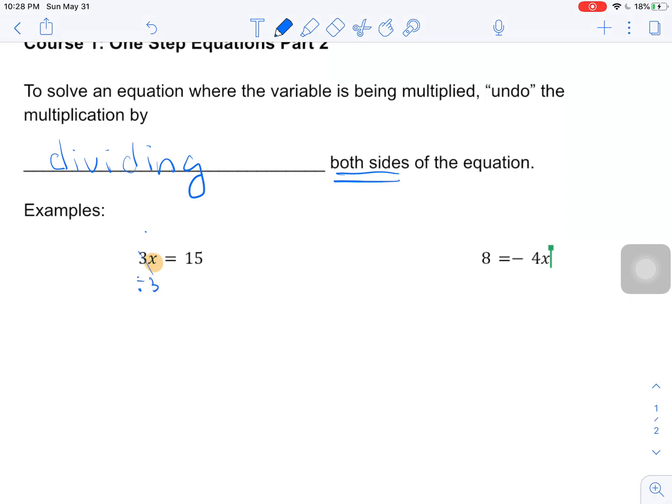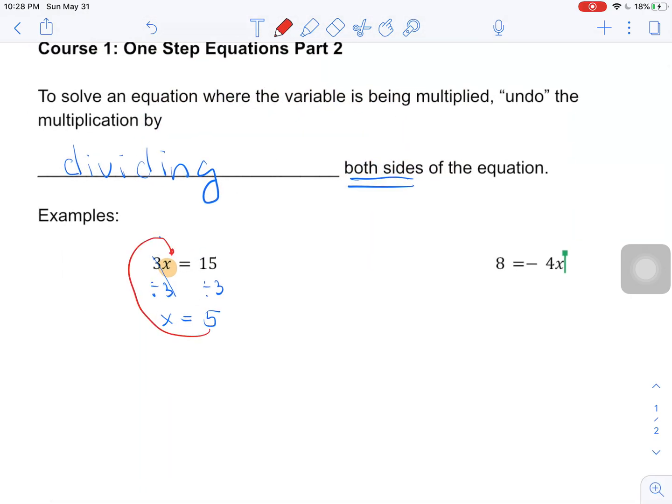So x times 3 divided by 3, well, those are going to cancel each other out and just leave me with x. But if I divide one side of the equation, because I don't want to knock my equation out of balance, that means I also have to divide the other side. So on the other side, I'm going to have to do 15 divided by 3, which is 5. So that means that x equals 5. And I can plug it back in and check. So if I were to plug it back in to check my work and put this back in where the x is, 3 times 5 does equal 15. It checks out. So that means that that is a correct answer.